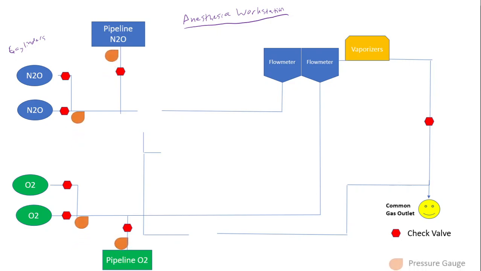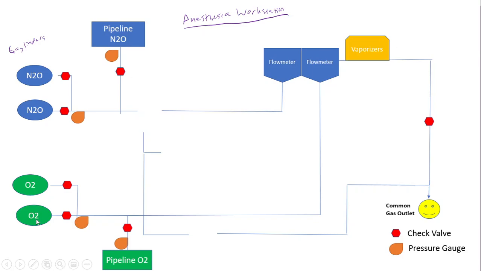So these are our pressure gauges here. I illustrated 4 of them. One coming from our pipeline sources, and then another one coming out shortly after our E-cylinder sources. So in order to properly store the oxygen and nitrous oxide in these E-cylinder tanks, the pressure within each tank must be pretty high.